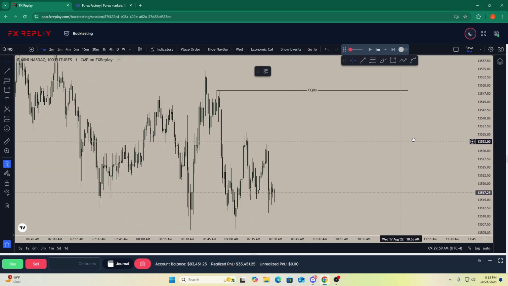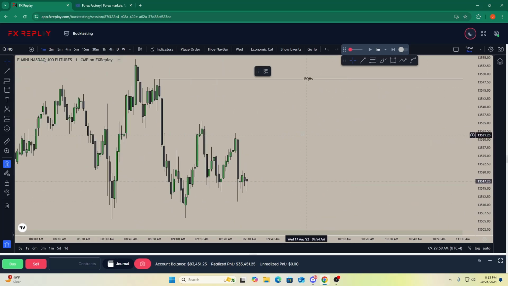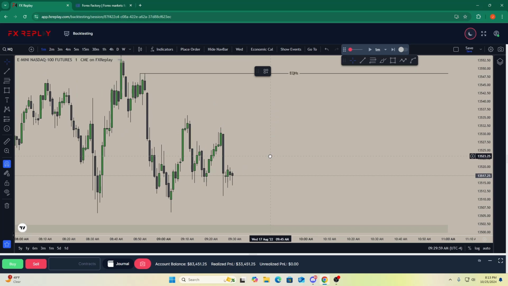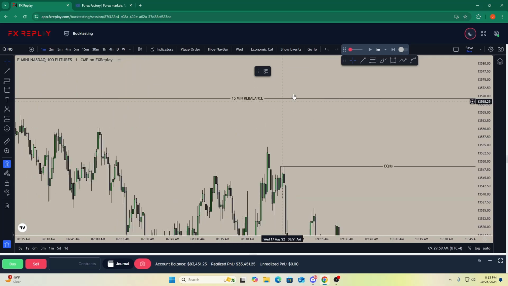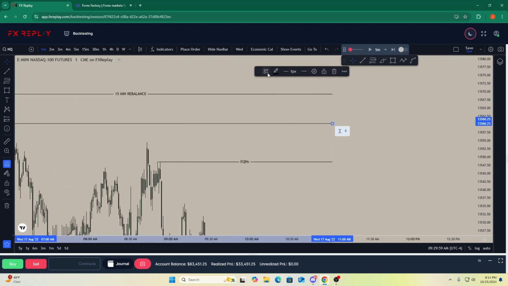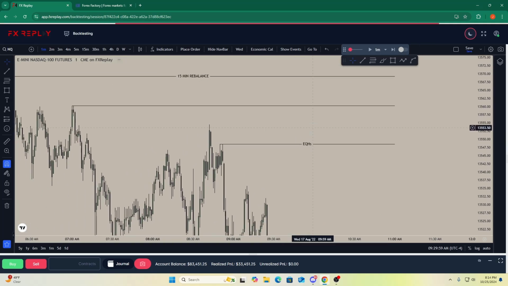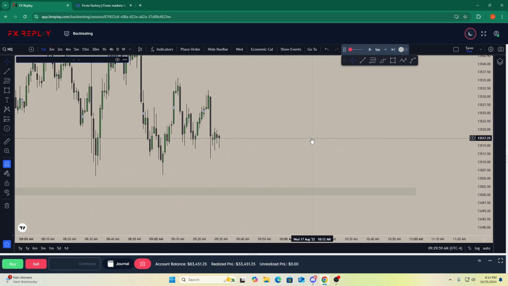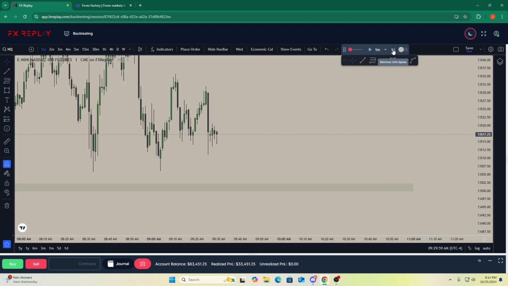So we have two good draws on liquidity here, and my bias is bullish. So keep looking here, more equal highs to target. And these will be the two. All right, so about 3 draws on liquidity: two sets of equal highs and a 15-minute rebalance. Let's go ahead and go for it here.